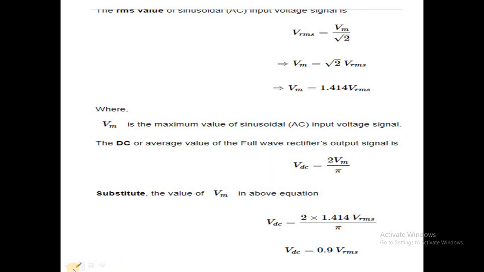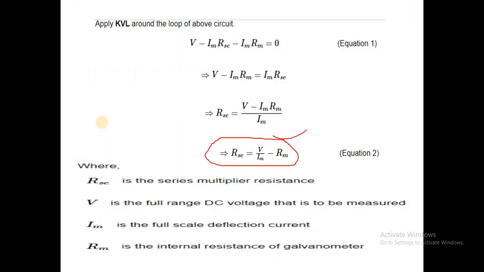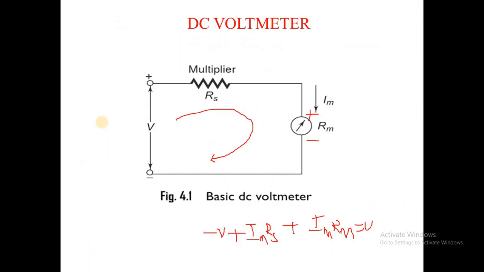But in case of the average value for a full wave rectifier, VDC is equal to 2 Vm by pi, whereas the average value of a half wave rectifier is just Vm by pi. If you substitute the Vm value here, we get 0.9 Vrms. It is a simple thing. How can we get the DC voltmeter? If you connect the resistance in series with the galvanometer, we can obtain the DC voltmeter. How can we obtain the AC voltmeter? If you construct the rectifier at the input of this DC voltmeter, we can obtain the AC voltmeter.